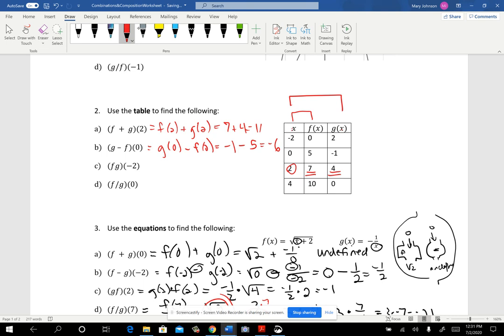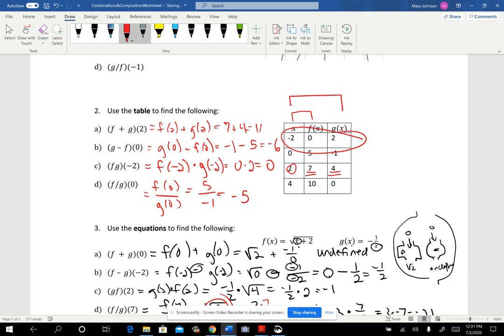All right, f times g of -2. I need f of -2, g of -2, and multiply them. So I'm looking at this row. F of -2 is 0. I almost don't need to go any further. I know the overall answer is going to be 0. And then be careful here. Make sure you get the f of 0 on top and the g of 0 on the bottom. Okay, so f of 0 is 5, g of 0 is -1, and 5 divided by -1 is -5.